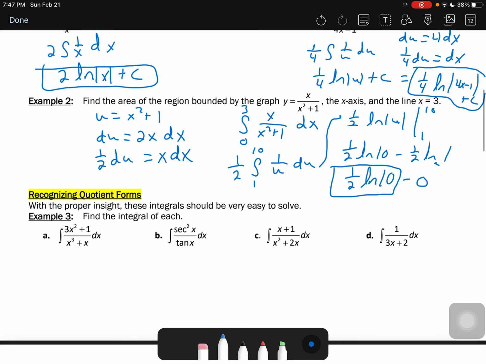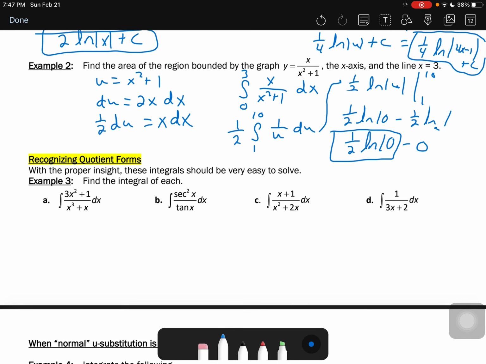Okay. All right, example 3. So here it says with proper insight, these integrals should be easy to solve. And so again, the trig ones are just a little different, but for the most part, if you're recognizing that when you take the derivative of the denominator, you get close to or exactly the numerator in these ones, they're pretty easy u substitutions.